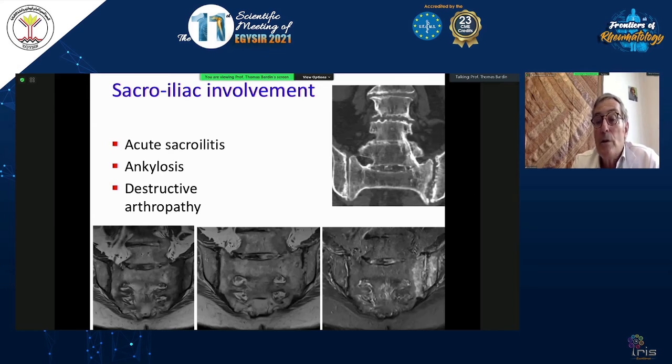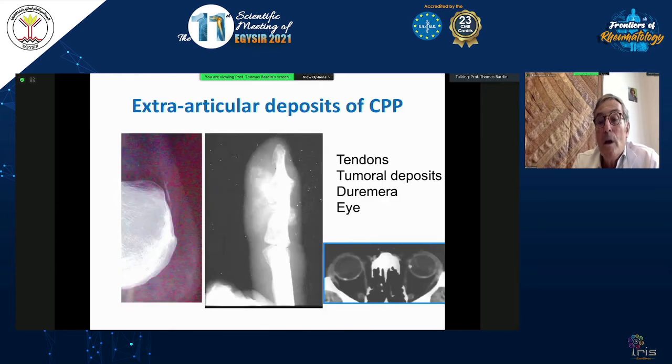The sacroiliac joints can also be involved with some deposits and acute sacroiliitis. And in our series of patients, we saw one case of ankylosis and also one case of destructive sacroiliitis in a patient who also had CPPD discitis.